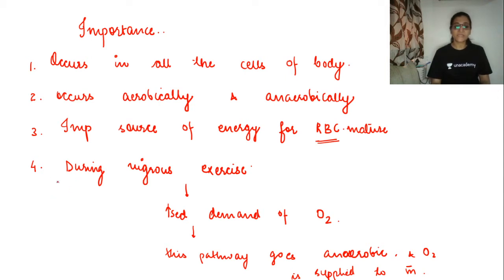So this is how it compensates for oxygen also. Now there are some more things related to its importance. Another thing is that the activity of the glycolytic pathway is actually low in cardiac muscles.